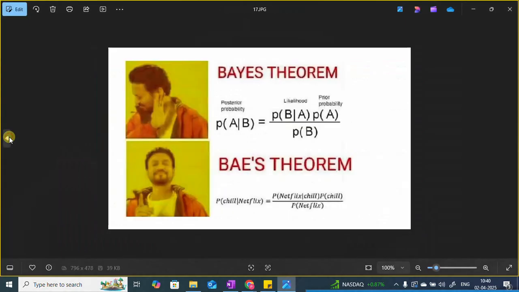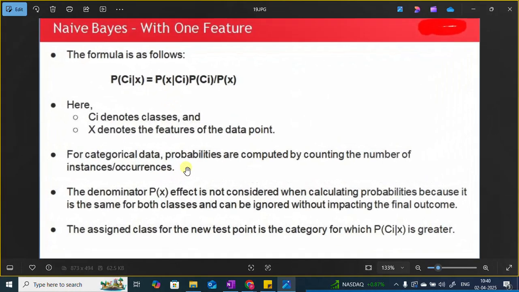This is nothing but this formula. I've told you, right? This one. This formula is written in terms of Ci and X. For categorical data, probabilities are computed by counting the number of instances or occurrences. The denominator, that is P of X, is not considered when calculating the probability because it is the same for both classes and can be ignored without impacting the final outcome. The assigned class for the new test point is the category for which the probability of Ci given X is greater.